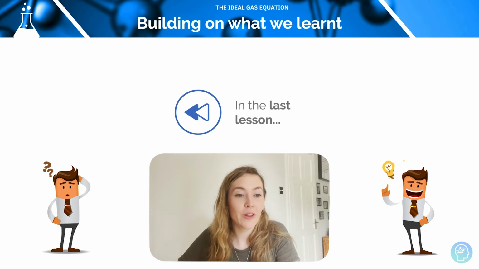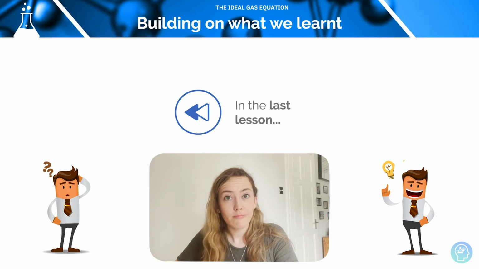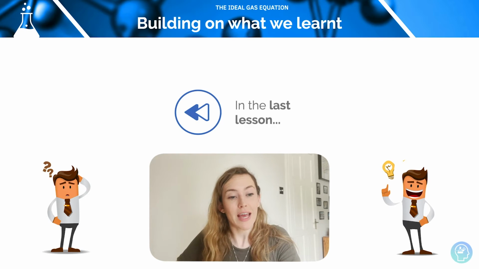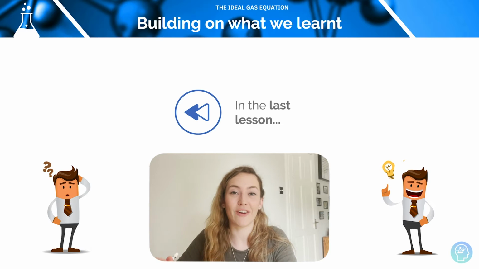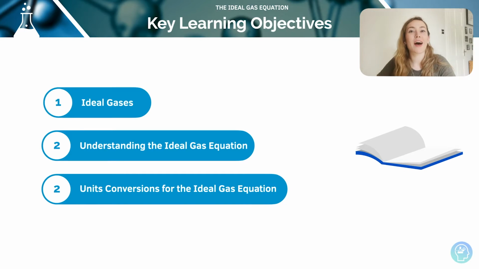In the last tutorial, we learnt about the mole and its relation to Avogadro's constant, and we learned how to perform calculations. We looked at water crystallization and various other calculations that we can use with moles. So here we're going to have a look at the ideal gas in more detail, the understanding of the ideal gas equation, and unit conversions, which are a really big part of this topic.